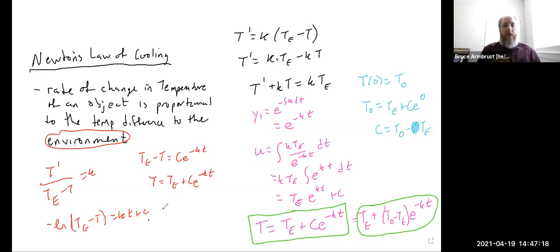All right, so Newton's law of cooling. It's another one, and notice that it's got a little bit of the carrying capacity idea. Do you see what I mean by that?